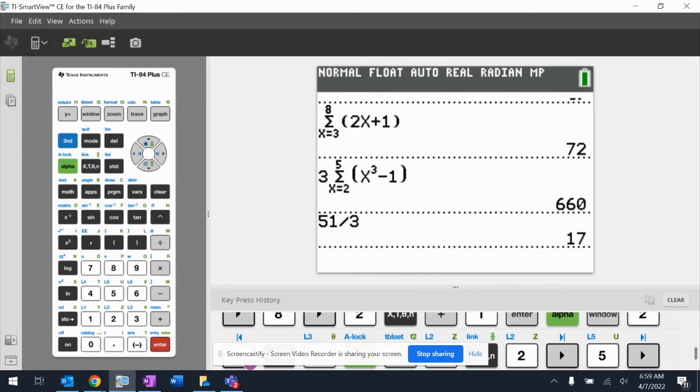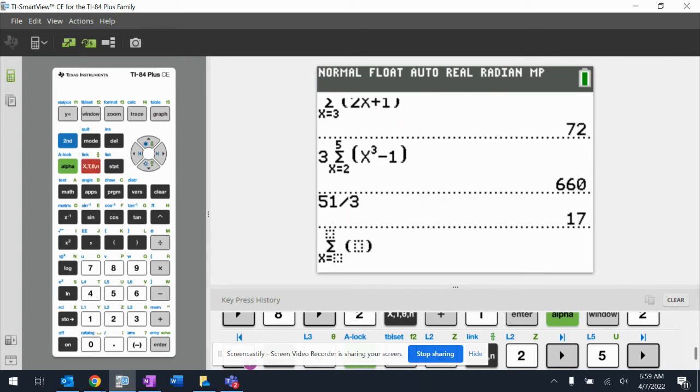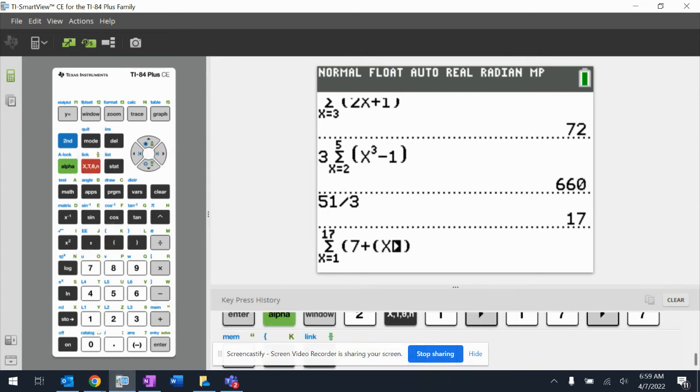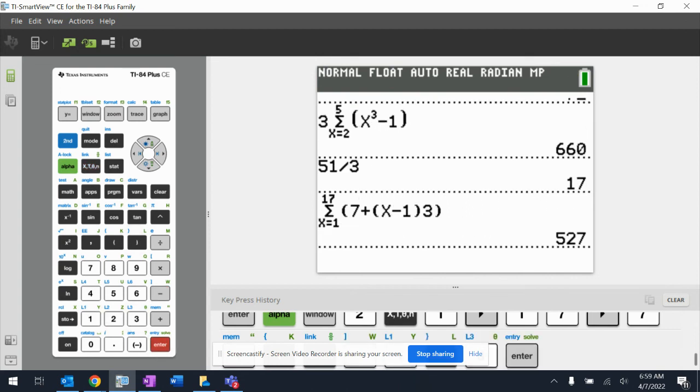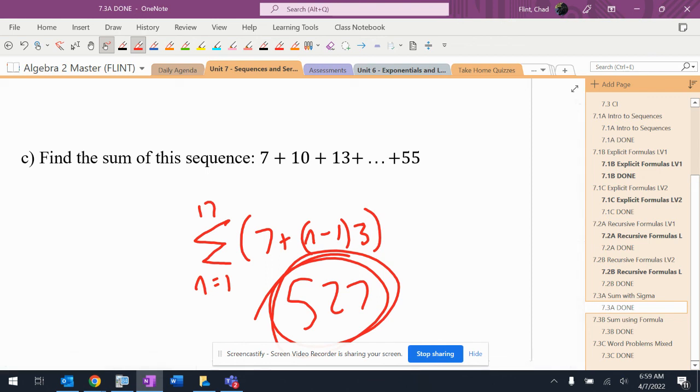Alpha window 2, x equals 1 to 17 of 7 plus (x minus 1) times 3. 527. And if you did it all out, I guarantee you got 527. So I've got that right there. It's a much harder problem to work through if I have to think about the algebra, and I have trouble with that. If I just write the numbers out, honestly, it's probably not that bad to do. It's just going to take me a little bit of time.